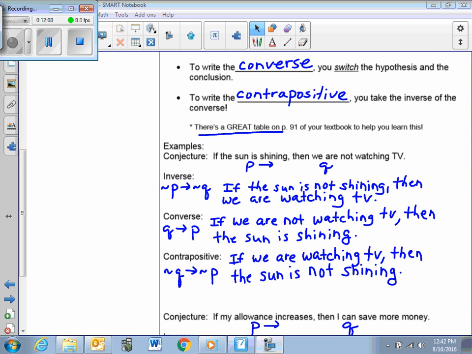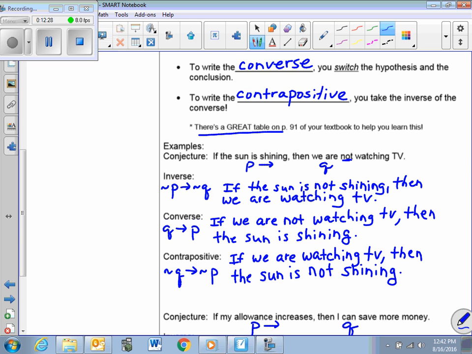Okay, I actually went on down and did all the examples on this page. So if you did not do that, go ahead and finish this page and then check these. So our conditional statement says if the sun is shining, then we are not watching TV. Typically we call our conditional statement if P then Q. This was a little tricky because we already have not in the conditional statement. So we could have called this if P then not Q, but everything else still would have been okay.